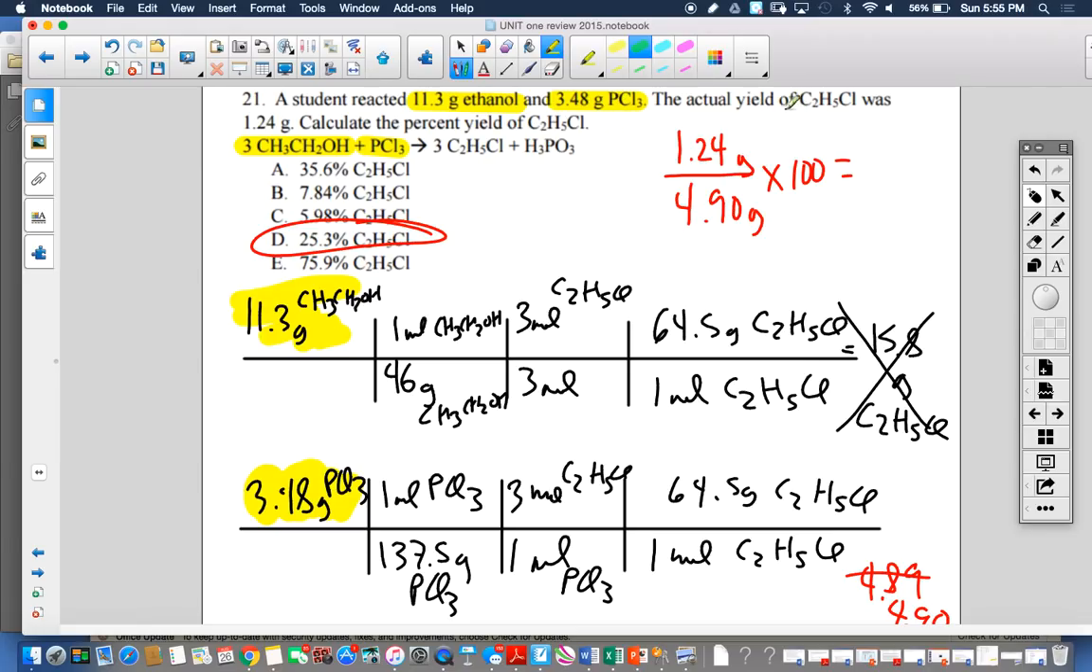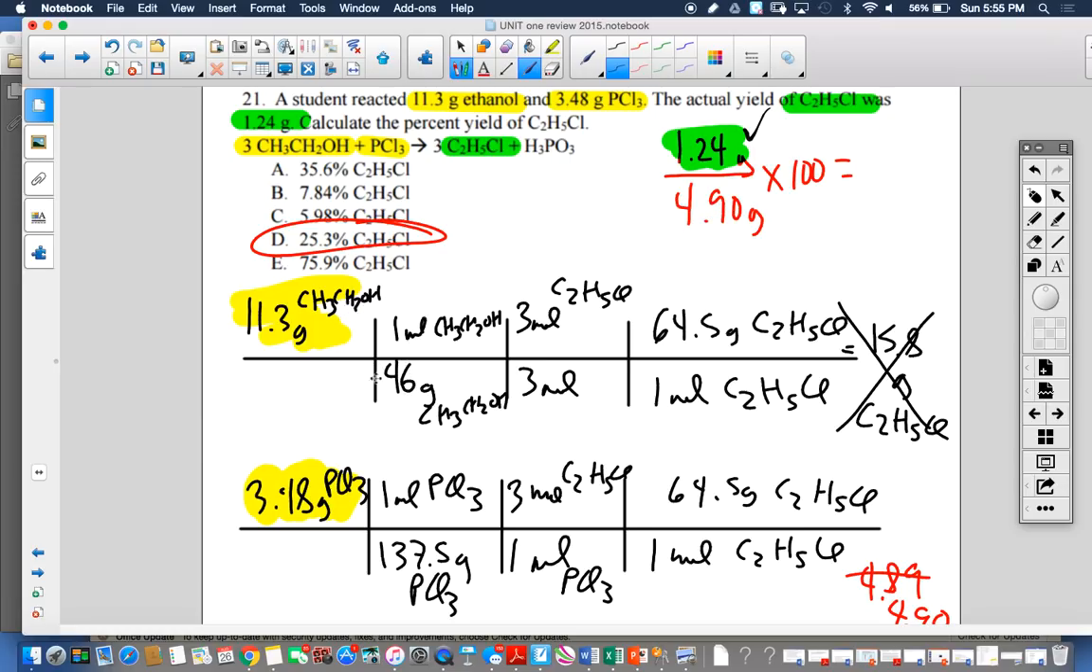Those go grid style. The actual yield of C2H5Cl is on the right-hand side. That value goes to the top of the percent yield formula. So what you're going to do is you take the 1.24, that's what's actually produced. So you're going to run the grids just like we would have done in class.